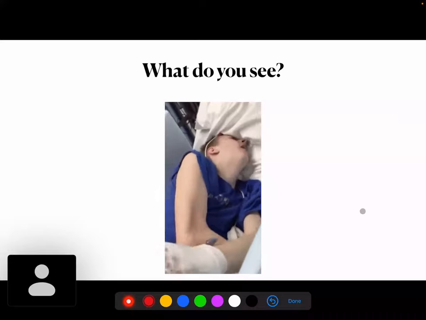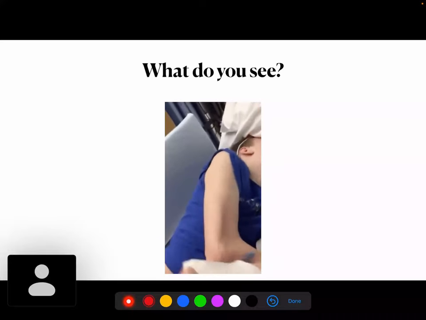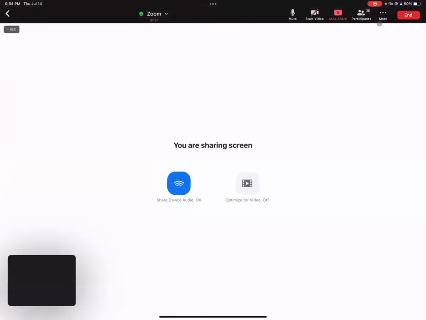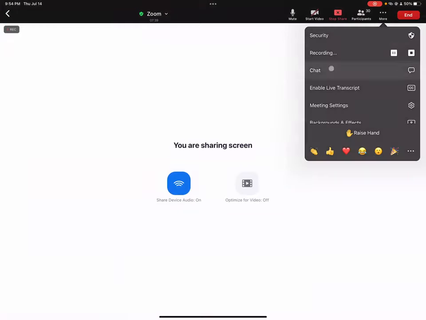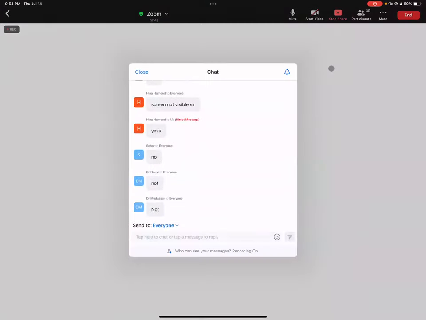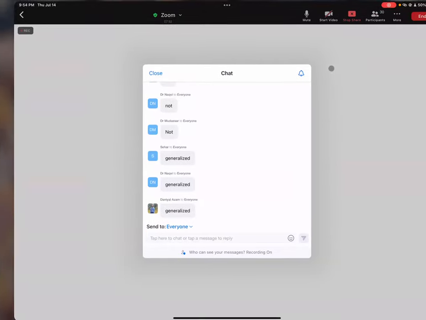So is it a focal seizure or a generalized seizure? In comments. Absolutely, yes, it's a generalized seizure, both sides, same time. And it's a pretty characteristic one.